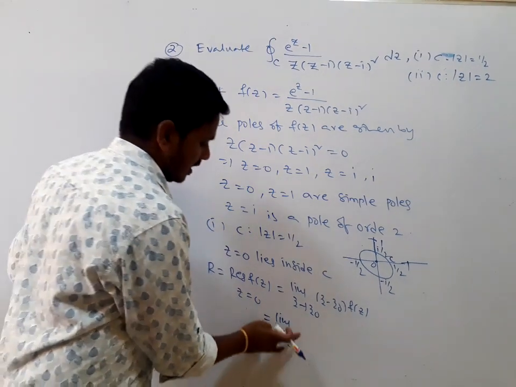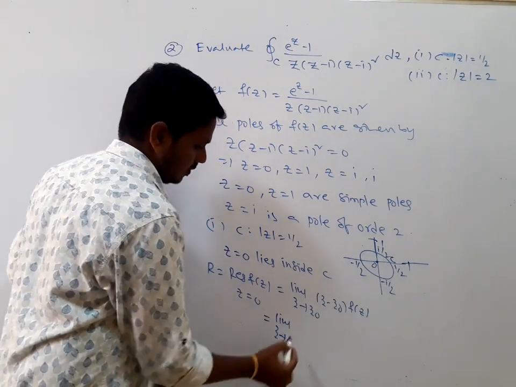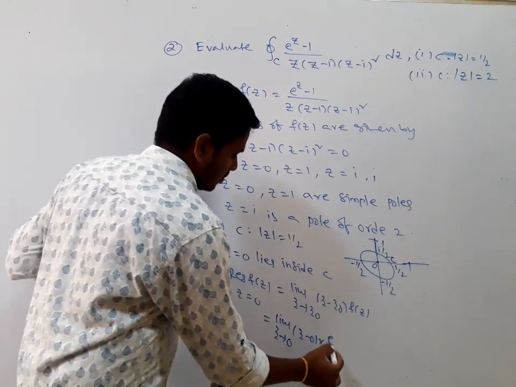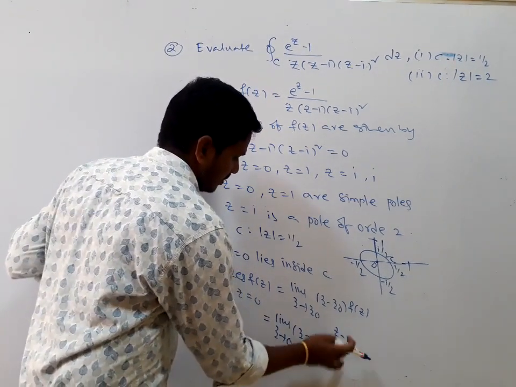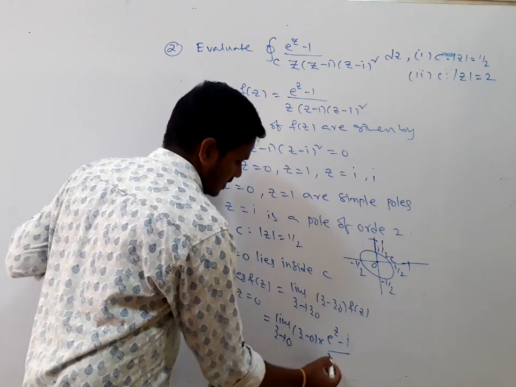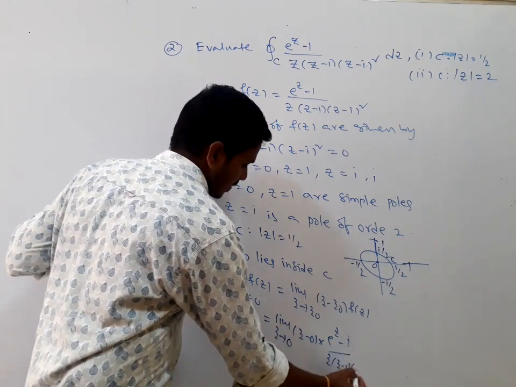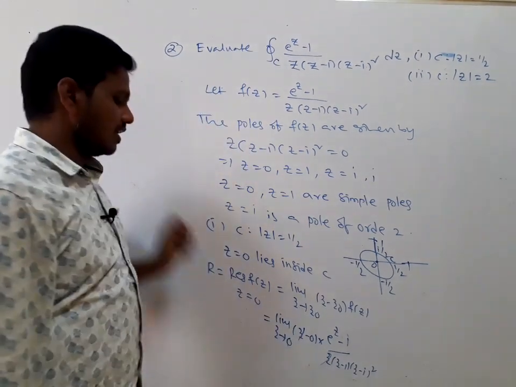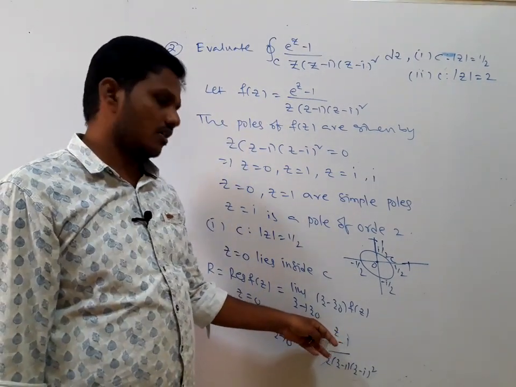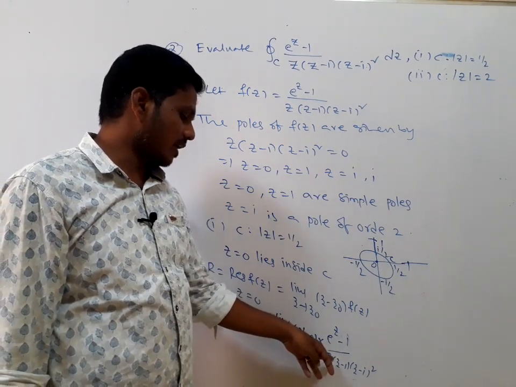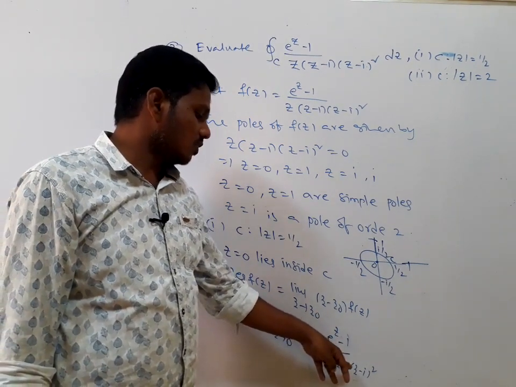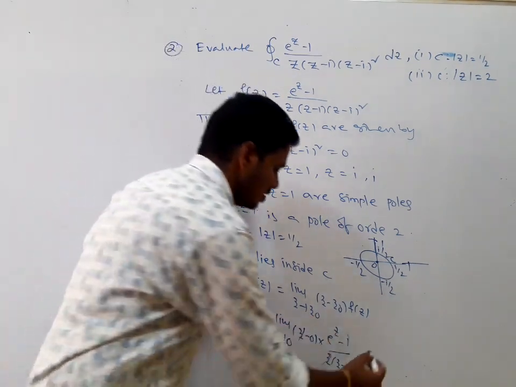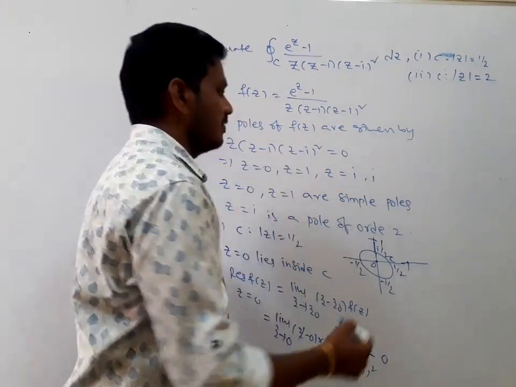Here it is z tends to 0 of (z minus 0) into (e to the power of z minus 1) divided by z into (z minus 1) into (z minus i) whole square, right? Here z gets cancelled. As z tends to 0, e to the power of 0 is 1, minus 1, divided by (0 minus 1) into (0 minus i) whole square. Here the numerator is 0, and 0 by anything is 0. So the residue is 0.